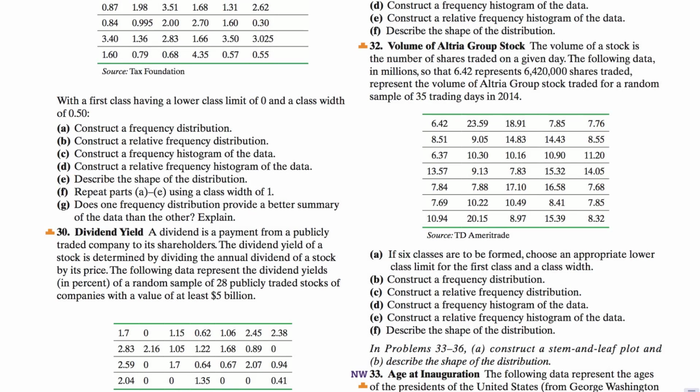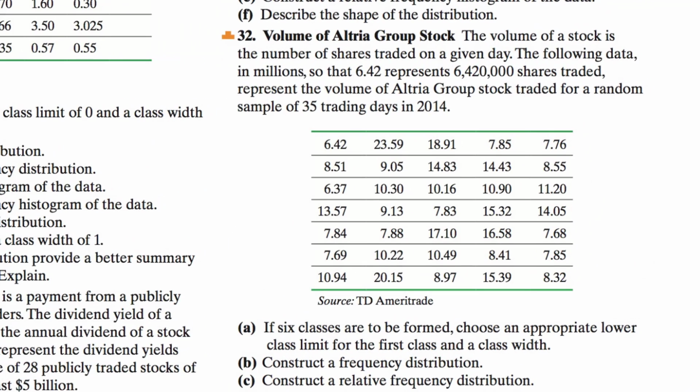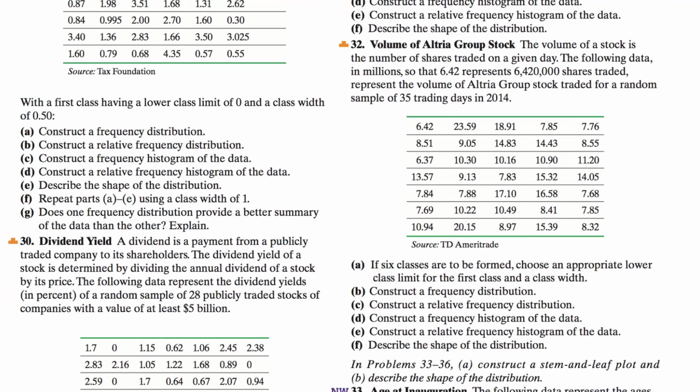In this video, we're going to look at how to make a frequency distribution and a histogram for a data set like the one that you see on the screen in front of you right now. We're going to be using problem number 32 as our example, and the title of that is Volume of Altria Group Stock.